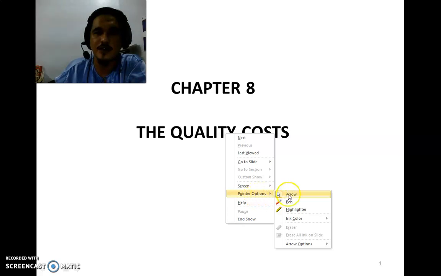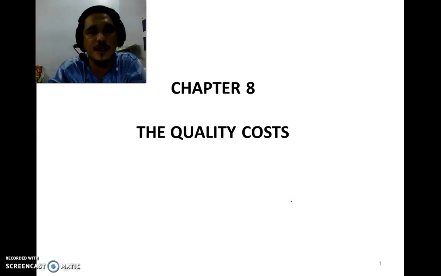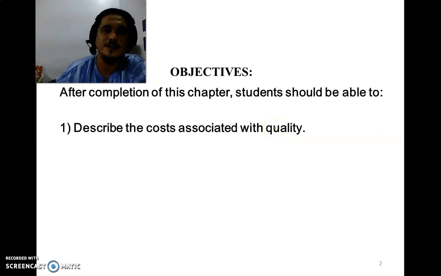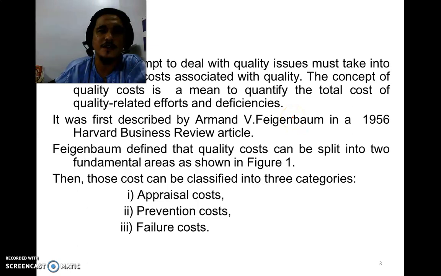So this is when we want to summarize what we have done for chapter 1 to chapter 7. This is talking about the analysis of quality in manufacturing, but now we want to relate it with the quality cost. After completion of this chapter, students should be able to describe the cost associated with quality. What is the cost involved with the quality issue?